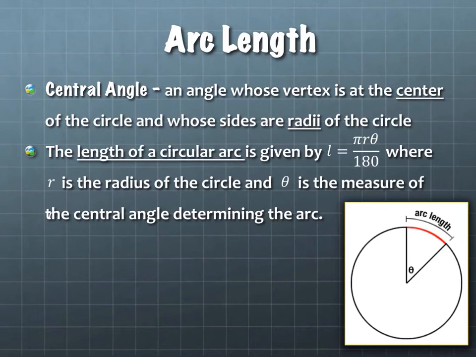The angle that it creates in the middle is called the central angle. So this is an angle whose vertex is at the center of a circle. The sides are the radii of the circle. And then the way that we can find the length of that piece along the edge, it's red on my diagram, is by taking pi r times theta over 180. And I would like to show you where that comes from because it's very simple what you're doing to create it. R is the radius of the circle, theta is the measure of the central angle.